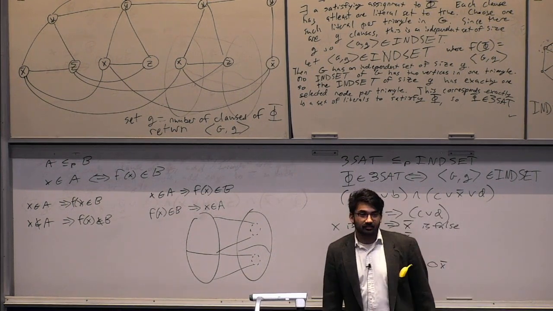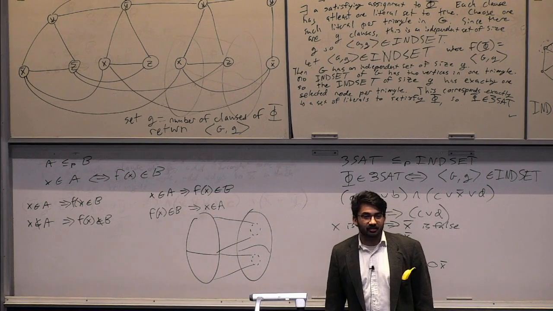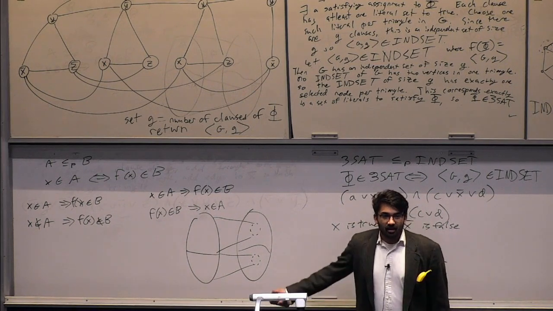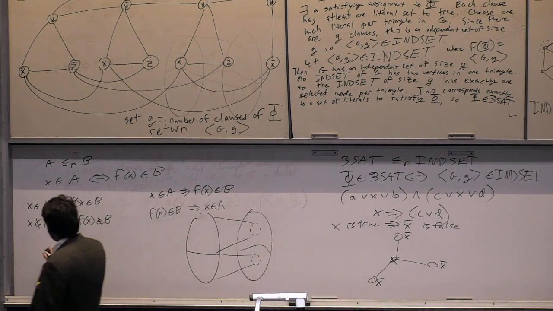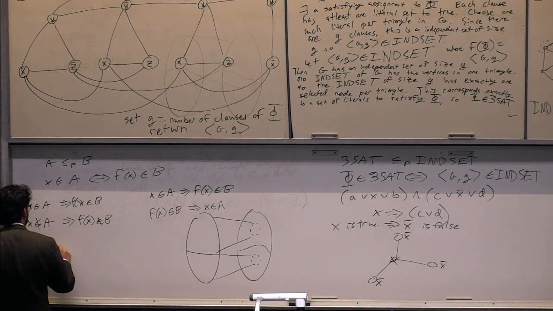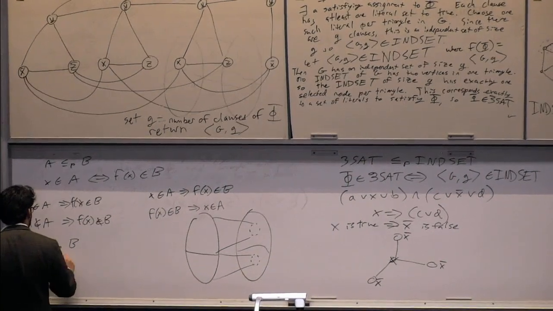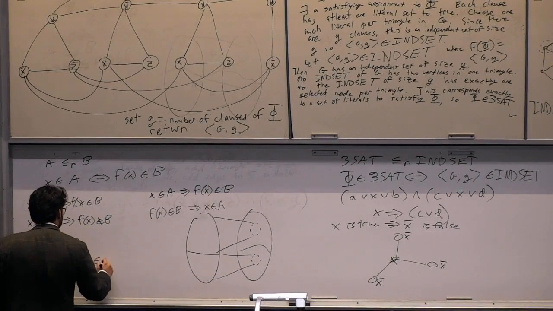It doesn't. That's something. But the theory doesn't matter. For the theory, it doesn't matter. Suppose someone told you, we proved that if there's a polynomial time reduction from A to B and B is in P, then that implies that A is in P.